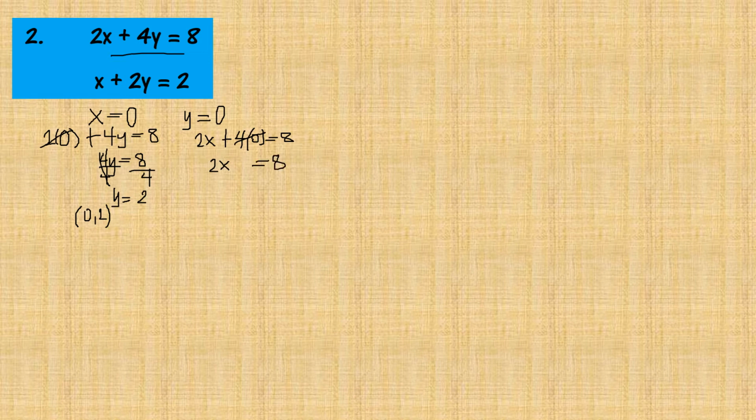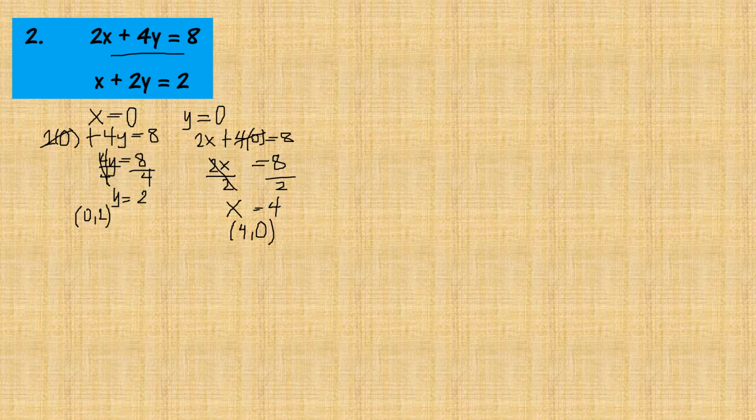Then, para makuha yung ating value for x, divide both sides by 2. Makakancel na po yan. We'll have now x is equal to 8 divided by 2 will give us simply 4. Yung ating pangalawang ordered pair ay 4 and 0. Natapos na tayo ngayon sa ating first na equation.